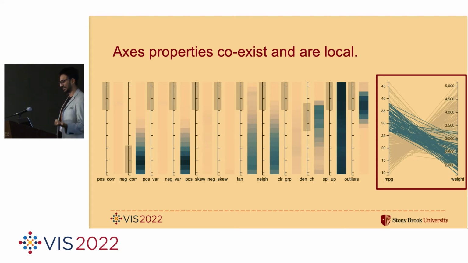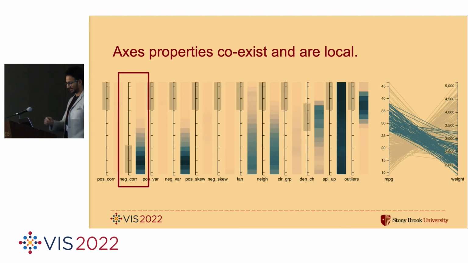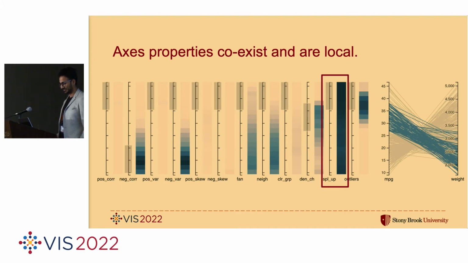As you can see, this is an example from a cars data set. We're looking at an axis pair of miles per gallon and the weight axis. And as you can see, negative correlation is found on the lower end of this data. And if we look at another property, split up, it's spread throughout this axis. So this is all the 12 properties we just discussed and how they're spread across this pair of axes. And this happens throughout the data set if we consider every axis pair.